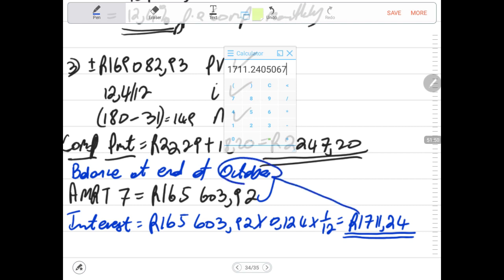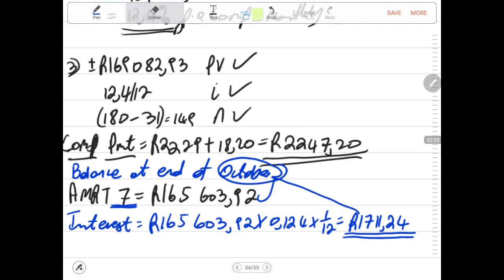So this is the interest that was charged only for the month of November, which is based on the balance of the previous month, meaning the opening balance of the current month is obviously the closing balance of the previous month. Hence we said amort, meaning calculate the balance after the payment of October was done.